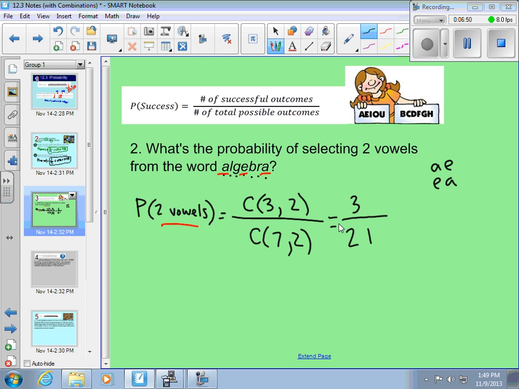If you look at that, we can see that that simplifies. 3 does go into 21, so our probability is 1 out of 7. Or if you want to change that to a percentage, it's about 14.3%. So that would be the probability of drawing 2 vowels. All right, let's try another one of those.